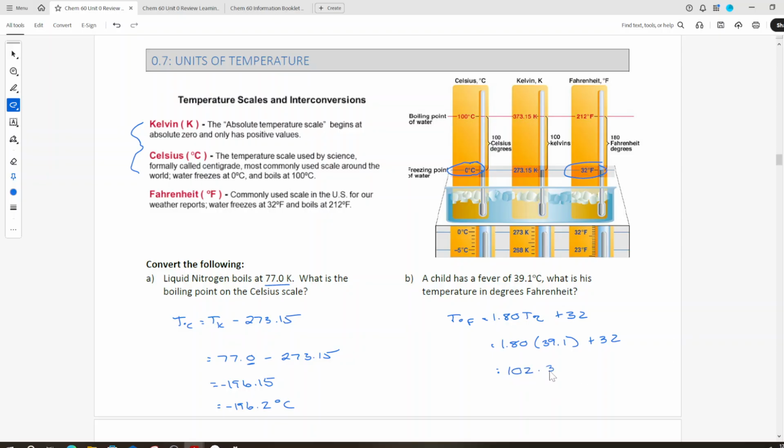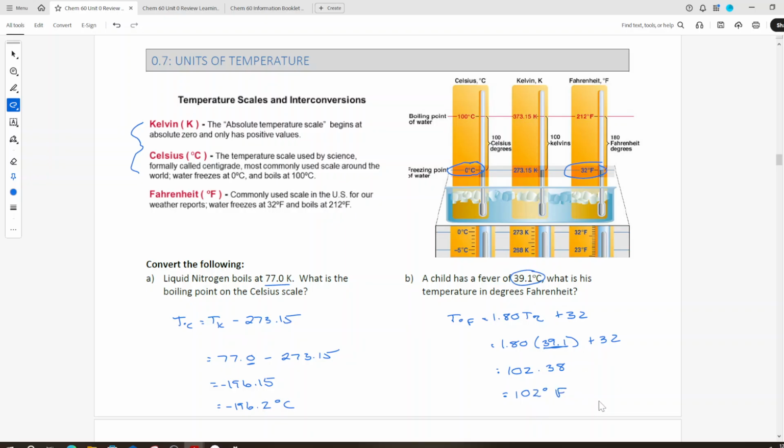So 102.38, and then we should decide what we are going to round to. We have 3 sig figs times 3 sig figs, and then we're adding 32. But again, all of this is a conversion, so I'm going to go back to my original. There are 3 sig figs in my question, so I'm going to answer to 3 sig figs. If I did it step by step, I'd probably come out the same. 1.8 times 39.1 comes to 70.38, so that's to the nearest tenth. Then I add 32, and then I go to the ones. It gets a little bit tricky, but I'm going to say that I would answer this as 102 degrees Fahrenheit.